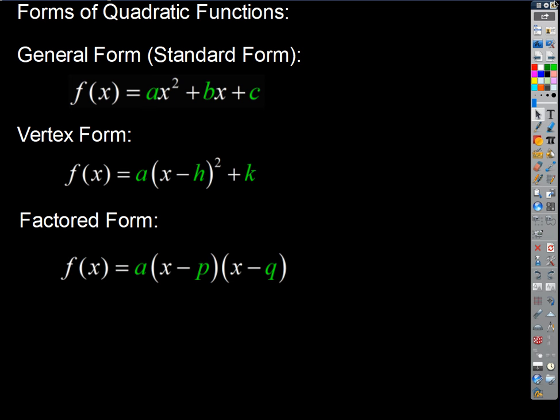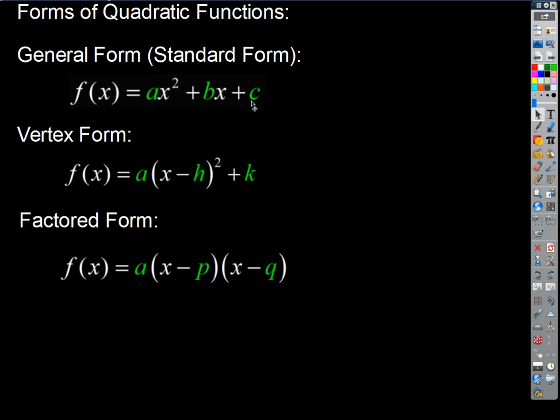So we've got three basic forms of quadratic functions, three ways that we write quadratic functions. You might wonder, why would we do that? Why would we write a function in more than one way? Well, sometimes it's useful to do that, right? So quadratic functions we could write in standard form or general form, which is where f of x is equal to ax squared plus bx plus c, where a, b, and c are the three parameters that define what kind of a parabola that is.